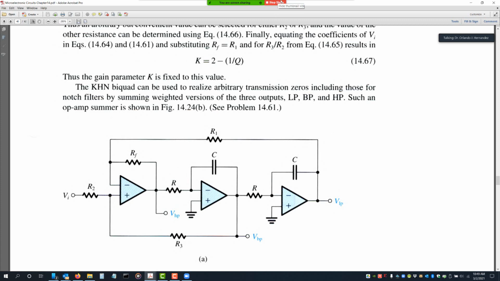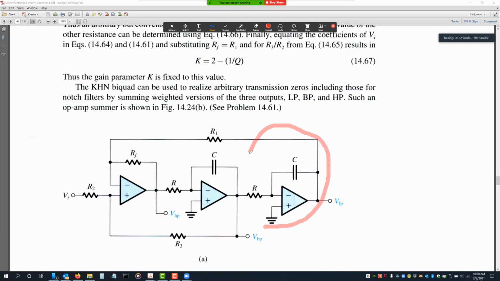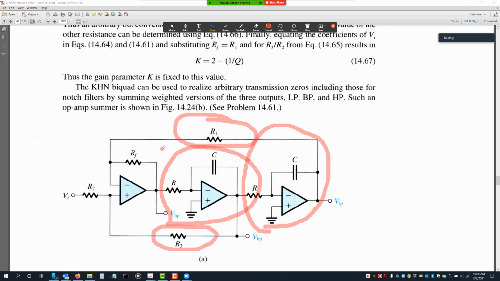And just to take you back to that, so first we can see the second integrator here, okay? And this would be the first integrator. And then here, this resistor here, and this one, and this amplifier here, integrate the summing function.